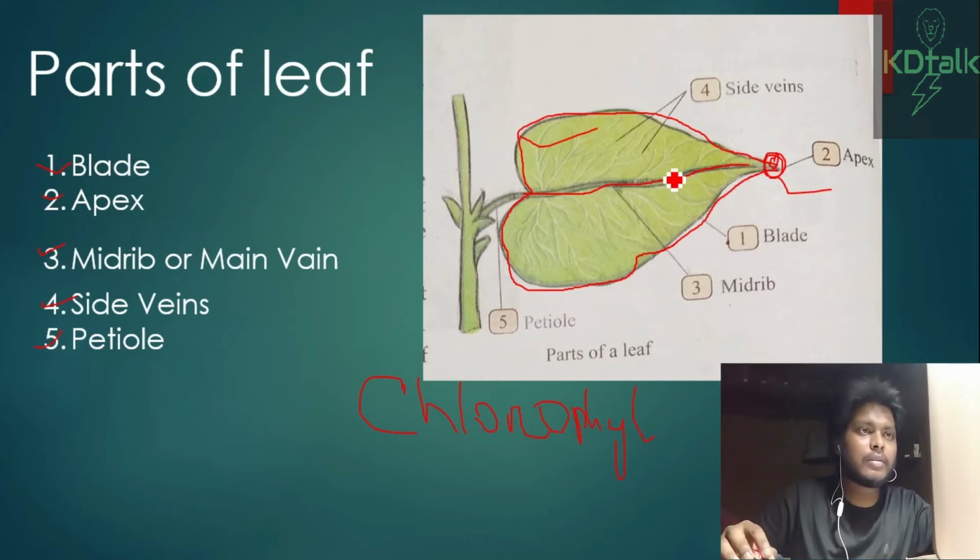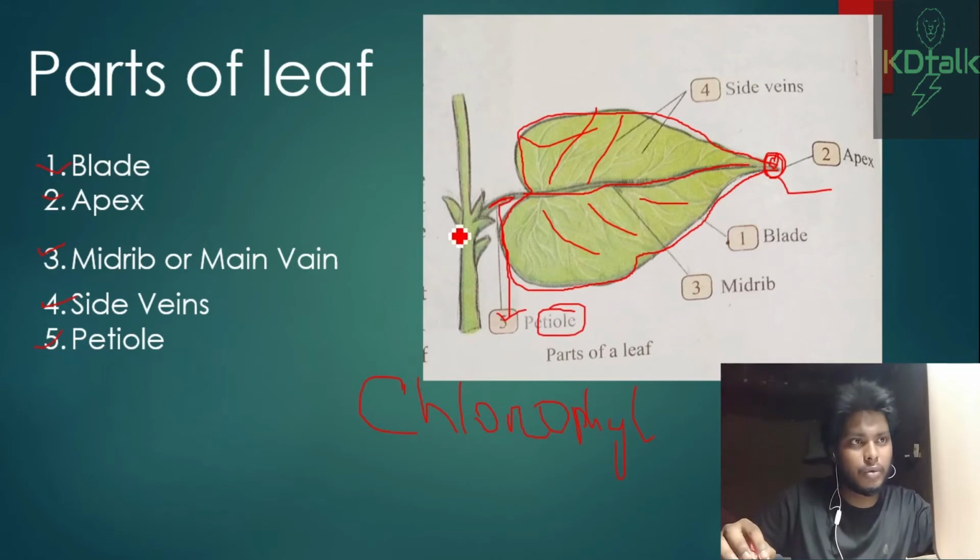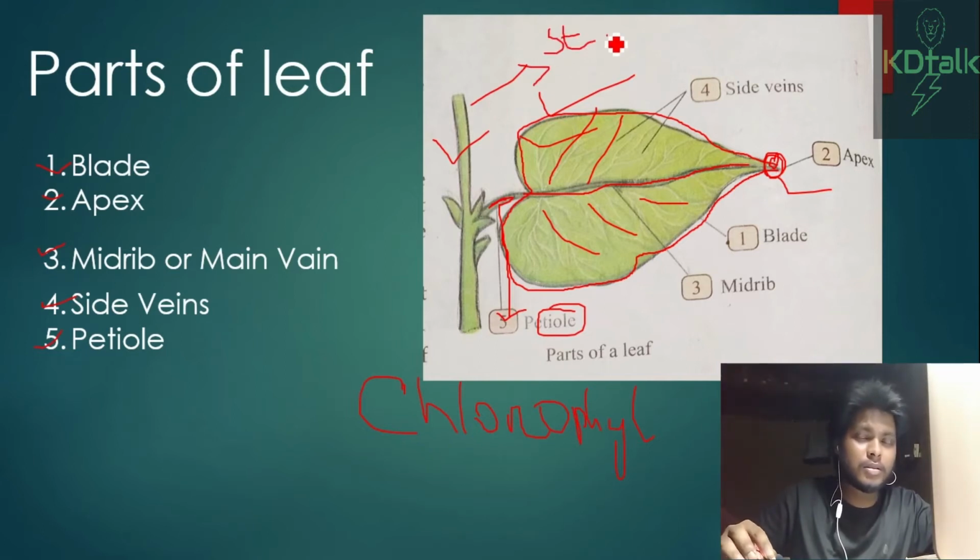which helps the leaves to get water and nutrients, which will help in photosynthesis. And these are the side veins. These also have the same function. And this one is the petiole, and the petiole is the connecting link between the leaf and the stem. Okay.